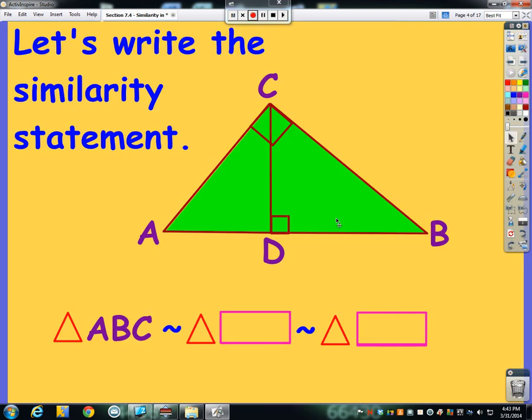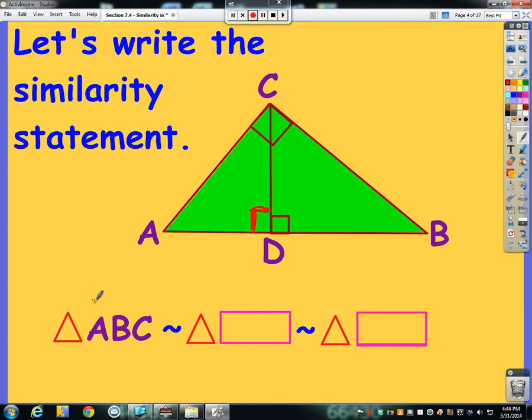So, first thing we want to do is let's write a similarity statement. Okay, triangle ABC, which is our big guy here, and notice CD is our altitude because it's coming from one angle over to the opposite side and it's perpendicular. And if I really wanted to, I could drop in another 90-degree angle over here because of the straight angle postulate. We have 90 + 90 equals 180.